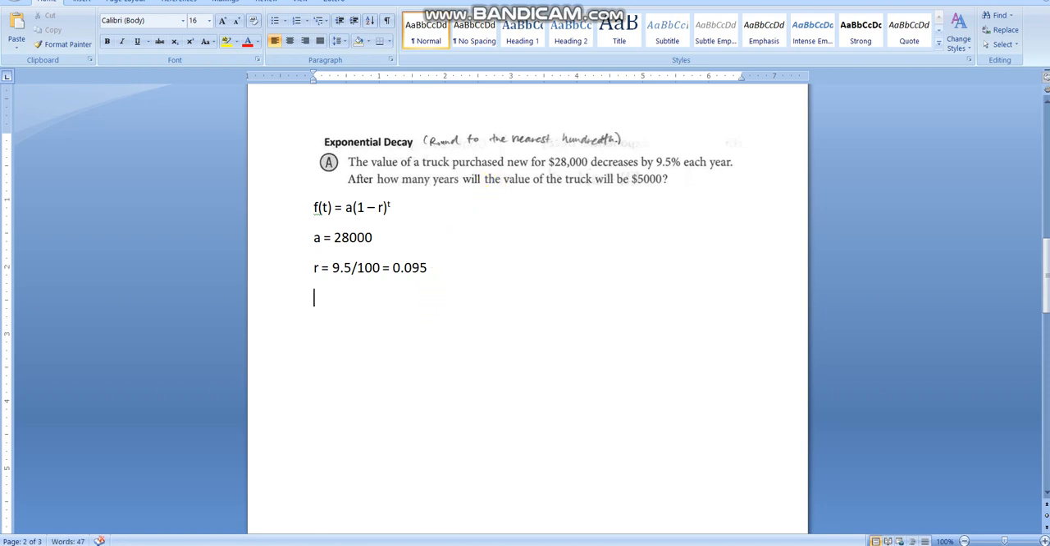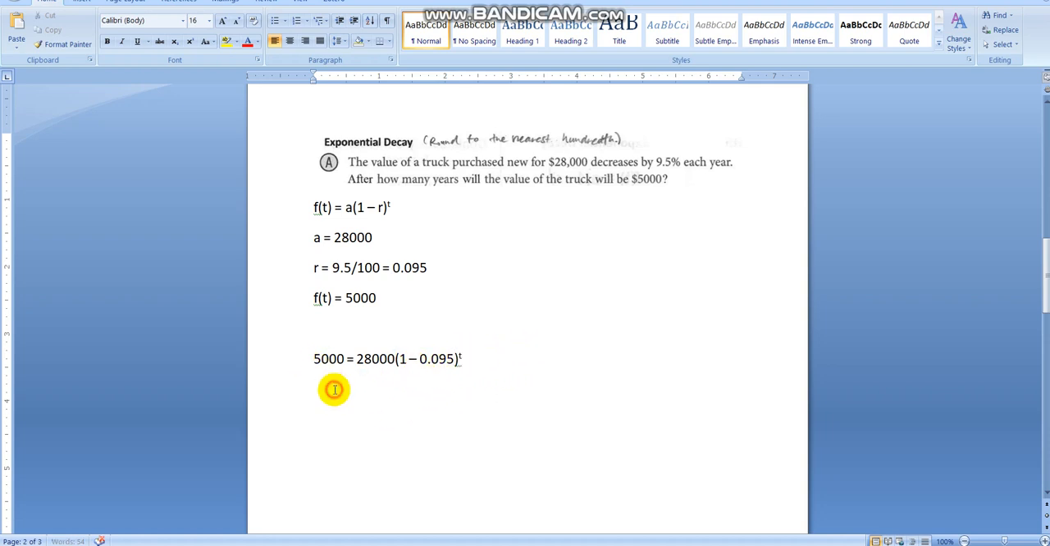0.095. Next, it says we want to find how many years it takes for the value of the truck to reach $5,000. This is our final value, so f of t equals 5,000. All we're doing is taking that same equation from up here and plugging it in. f of t is 5,000. A is 28,000. r is 0.095.